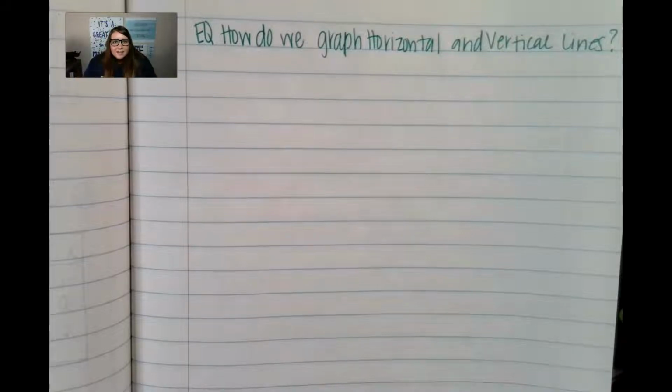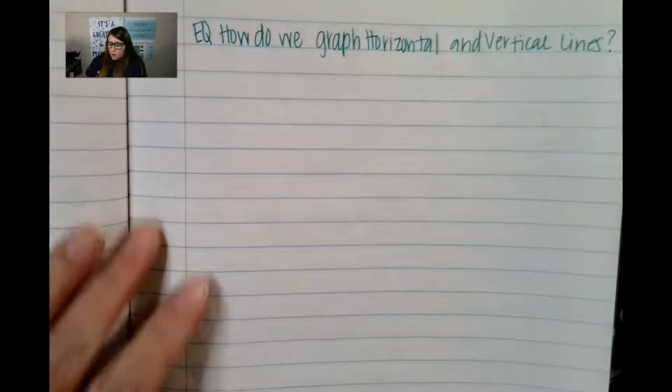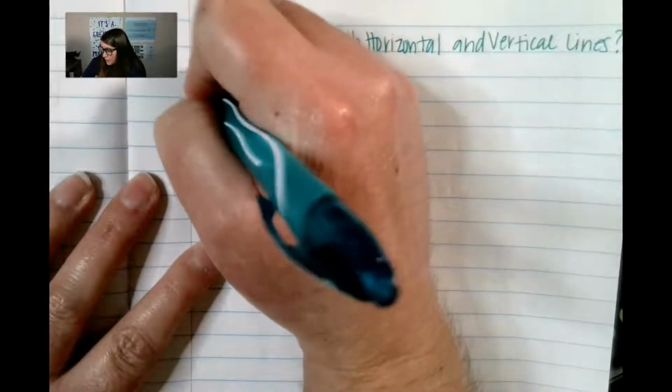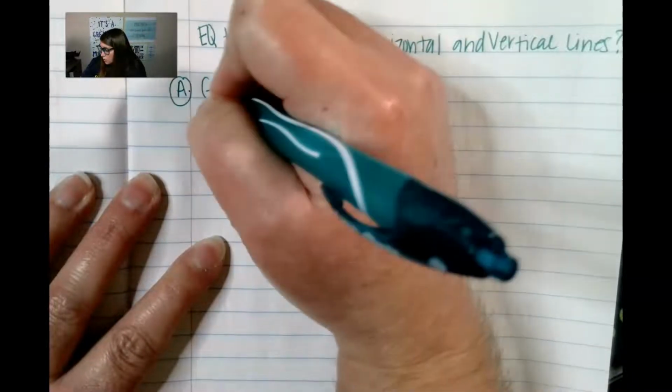Hi everyone. In our last couple of lessons, we've been talking about graphing equations. Today we're going to do the exact same thing. However, our equation is going to look a little different than what we've had in the past. So today we're going to be looking at equations that are missing either an x or a y value so that we can learn how to graph horizontal and vertical lines.